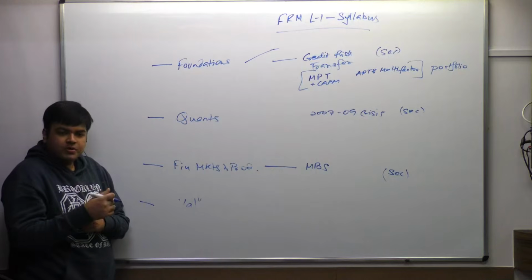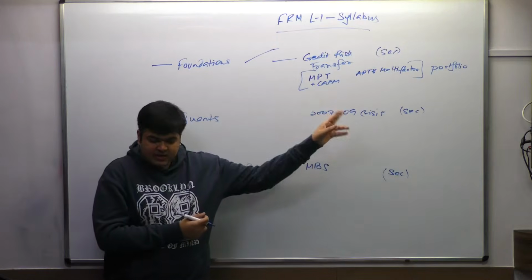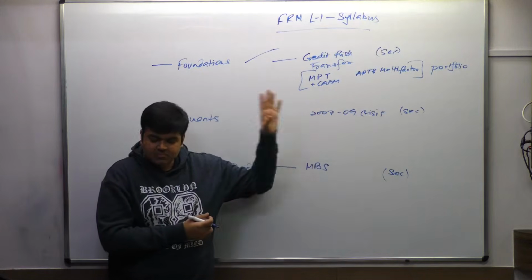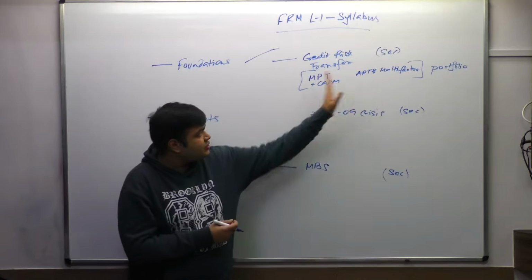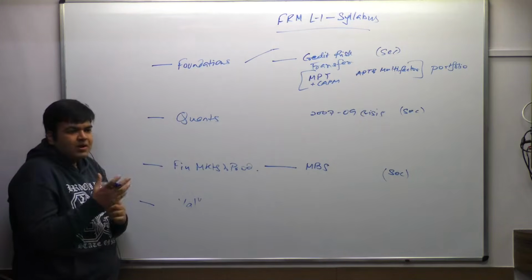So when you're looking at modern portfolio theory, the capital asset pricing model is an extension of this. Then you're looking at the arbitrage pricing theory, and the multi-factor pricing model is an extension of this one. This entire portion is your portfolio theory. What do you understand by a portfolio?